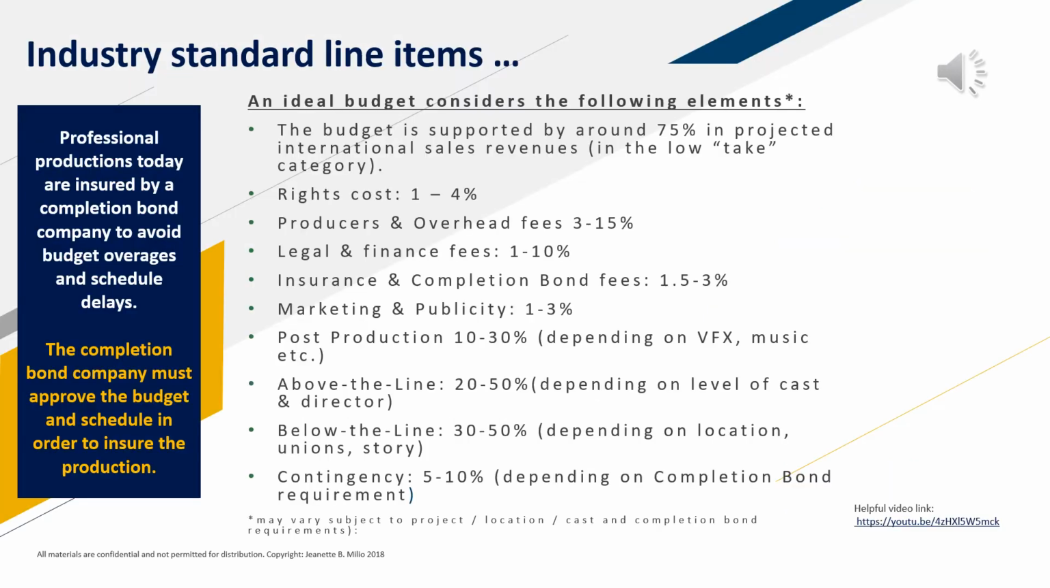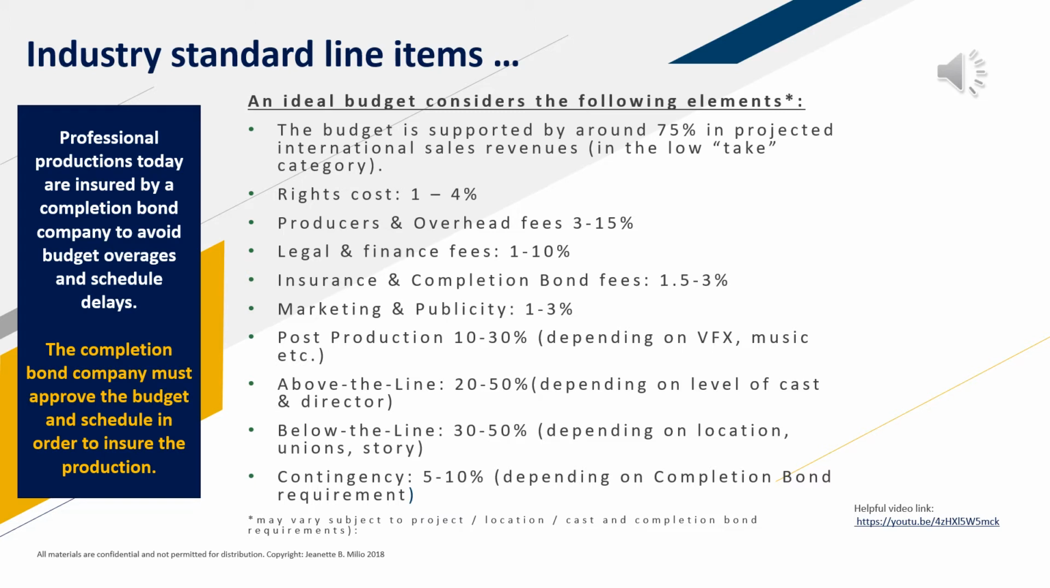Let's take a look at a few industry standard fees. As I mentioned, it would be great if you could put together a project that is budgeted at a range where your international sales estimates reflect 75% of it, or about that. Could be 70, could be 80. The costs related to your rights should usually be between 1 and 4%. Producers and overhead fees could be anywhere between 3 and 12%. Legal and finance fees are about 1 to 10%, depending on the project, of course. And by the way, all these fees depend on the project and on the negotiations you're entering into. I'm just giving you some basic ranges, and they really vary from project to project.